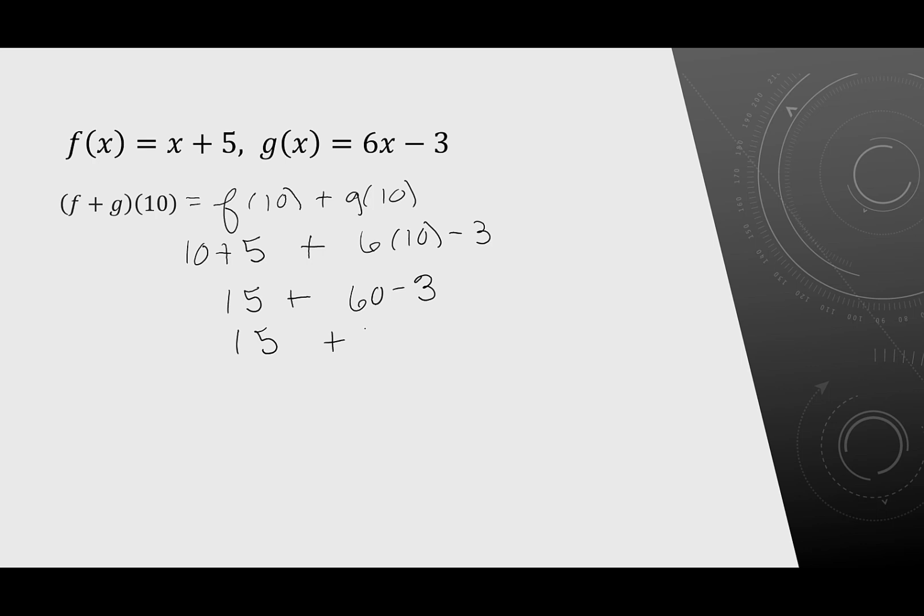So I have 15 plus 57. So this way I'm showing you what is g of 10, what is f of 10, and then what happens when I put them together. So 15 and 57 gives me a grand total of 72.